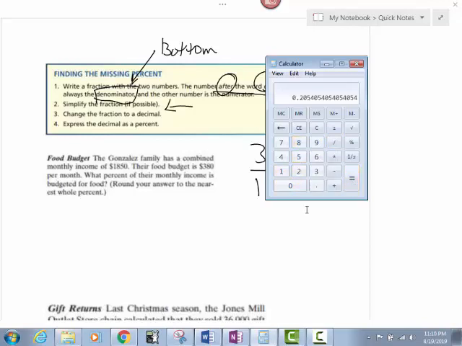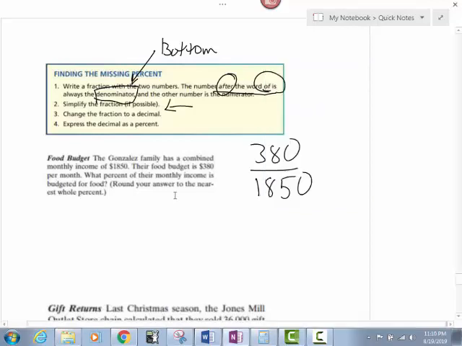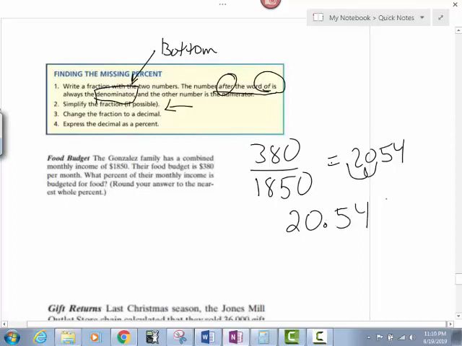and look at the number that I'm coming up with. I'm coming up with 0.2054 and a whole bunch of other numbers. So I'm going to just write 0.2054. Okay. Now we're going to change that fraction to a decimal. We did. We're going to write that decimal as a percent. So I'm going to move this 2 spaces to the right. So that becomes 20.54%.